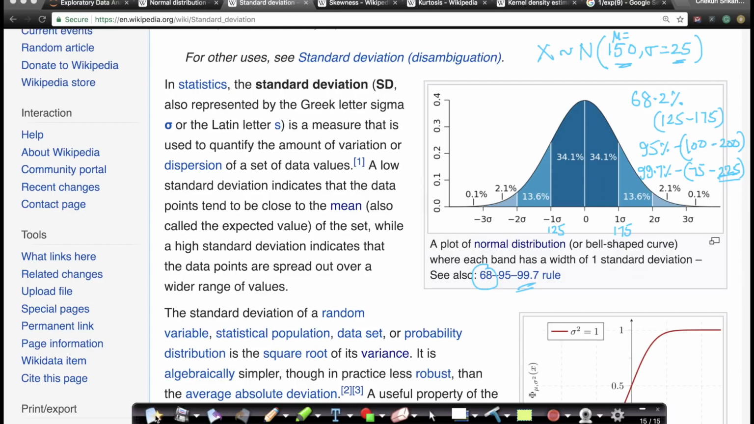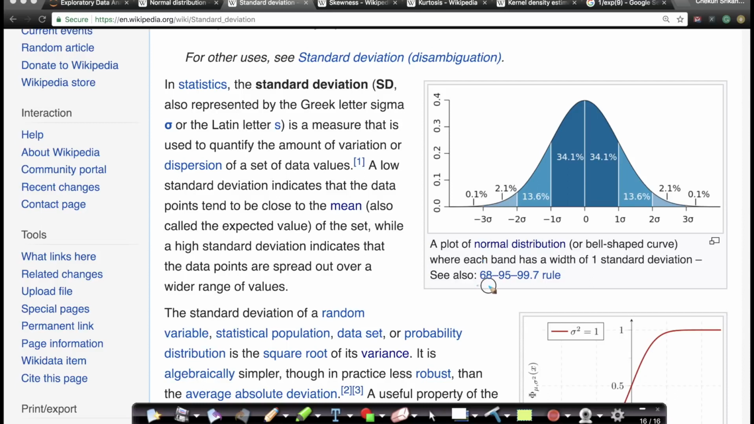This is called the 68, 95, and 99.7 rule of Gaussian distributions. Very, very simple numbers that you can quickly remember. I mean, after seeing this so many times, I remember it almost by heart. 68, a lot of people remember the 95% value. So one standard deviation is 68, two standard deviations is 95, three standard deviations is 99.7.